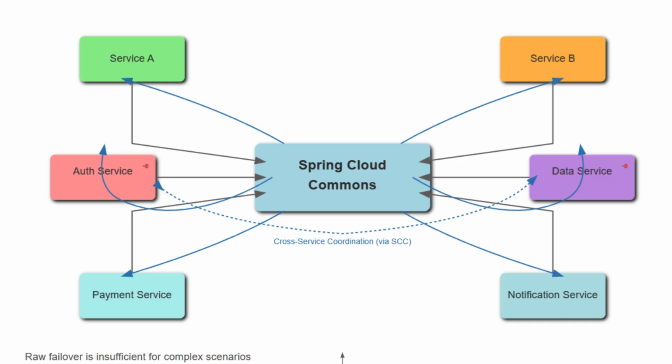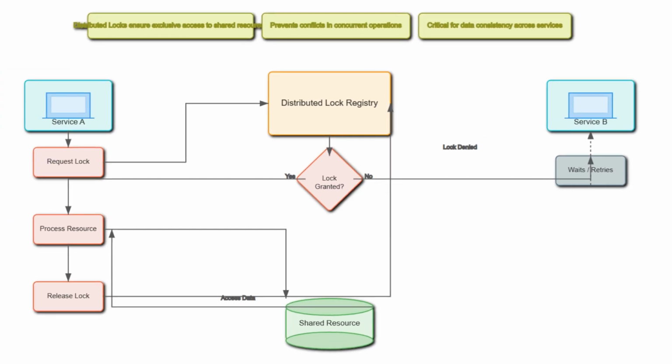Think about a scenario where multiple instances of your service might try to update the same customer record or process the same payment. Without coordination, you're headed for data corruption or inconsistencies. This is where distributed locks ensure exclusive access to shared resources. Just like a physical lock on a door prevents two people from entering a room simultaneously, a distributed lock ensures that only one service instance can operate on a specific resource at any given time. This is absolutely critical for preventing conflicts in concurrent operations.